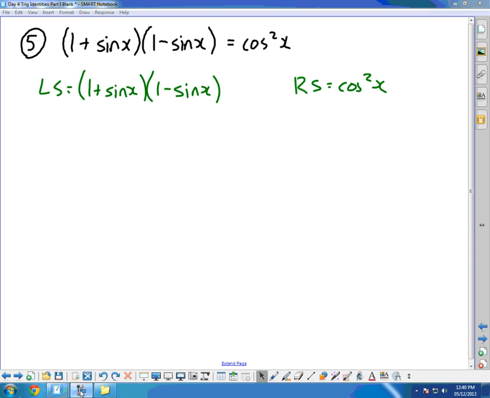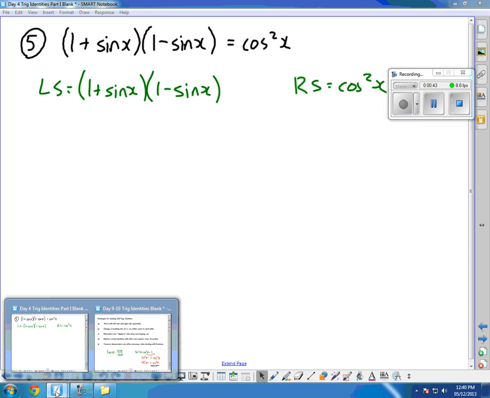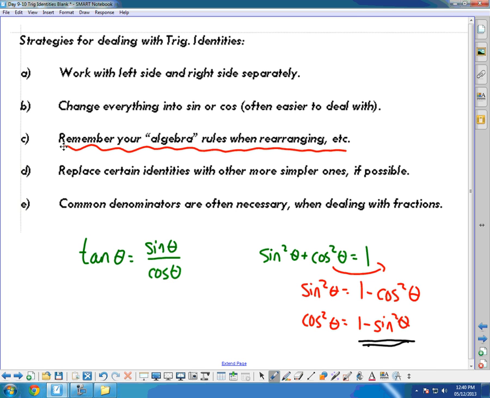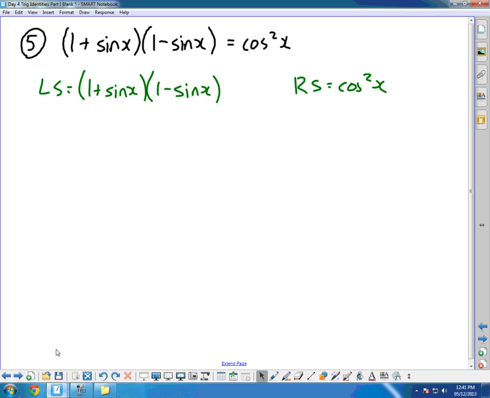So one of those strategies, list of strategies that I told you about, was right here. Remember your algebra rules when rearranging. Okay, so many of the algebra rules we do with just plain old x's behave the same for sine x or cos x. We saw it in the last example. We had x squared divided by x is just x. So same thing here. Some of these rules will still work.